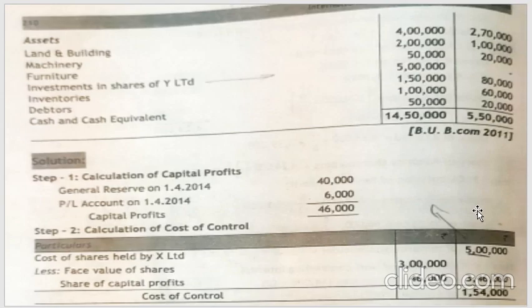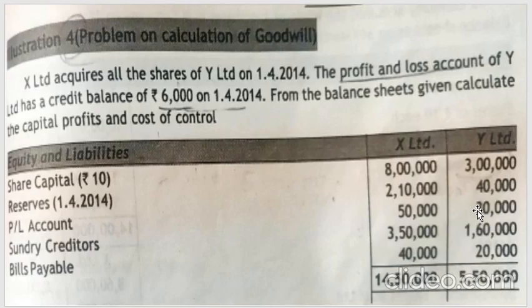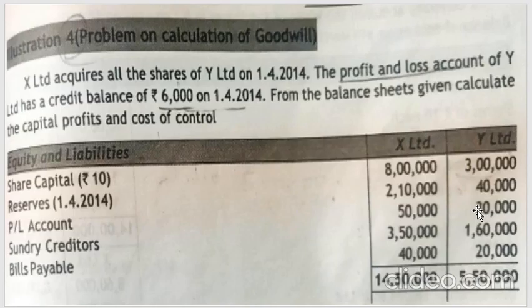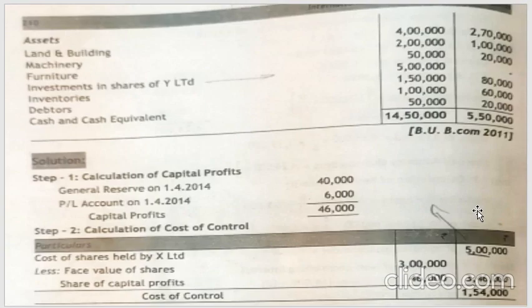What other information is there? Assets are given: land and building, machinery, furniture, investment in shares of Y Limited. They have acquired 5 lakh shares. Inventories 1,50,000, debtors and cash equivalents information is given. X Limited had acquired all the shares of Y Limited. So how many shares did Y Limited have? We will be calculating that using our ratio calculation. Then they have given us profit and reserves. So this is the question. Let us jump into the solution part.